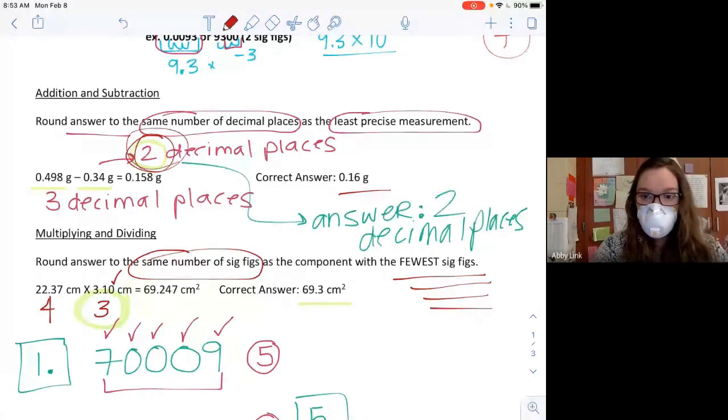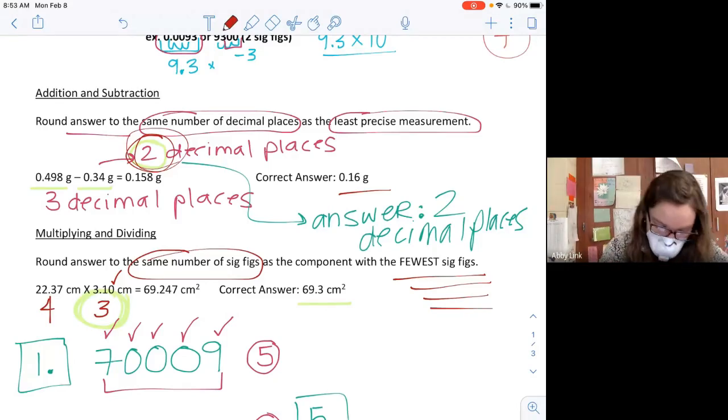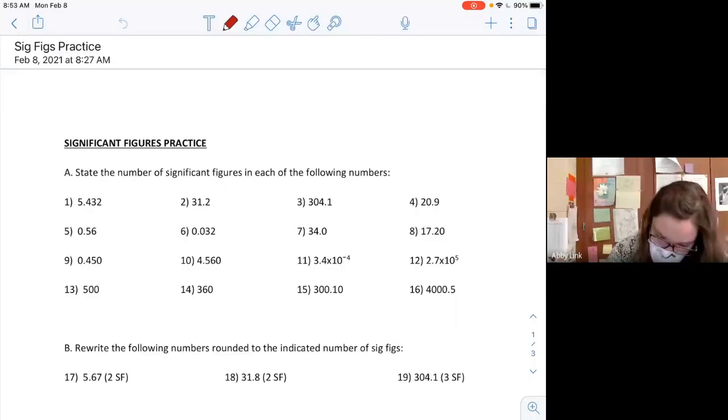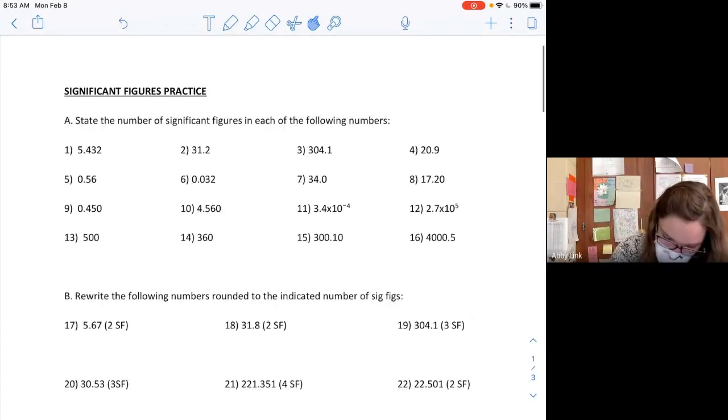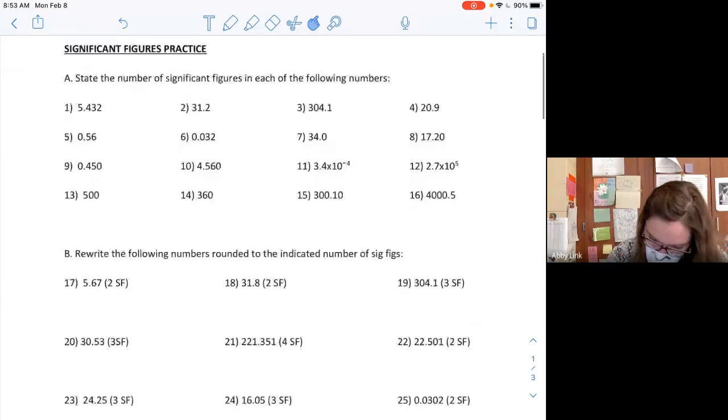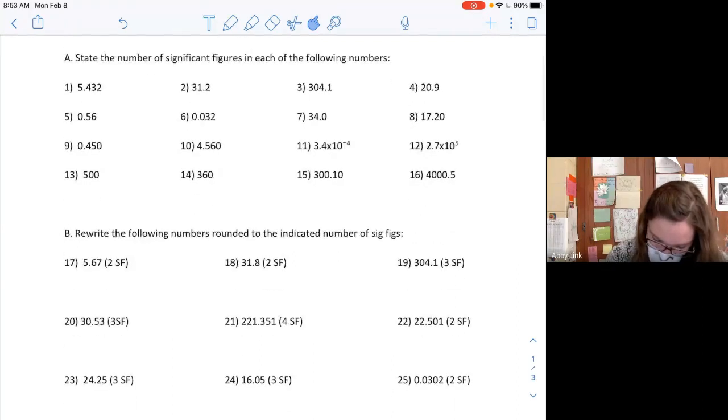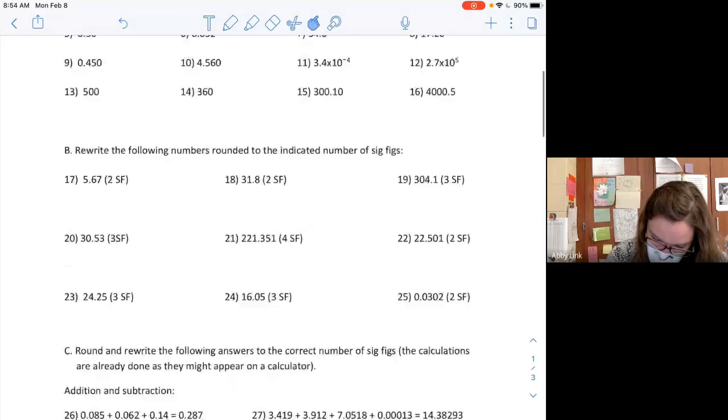All right, let's jump into your actual assignment today. I'm just going to do a couple problems with you and make sure directions are clear, and then I'm going to let you guys go. It is called Sig Figs Practice. Your first section is only stating how many significant figures are in each of the numbers. I hope that is pretty straightforward.